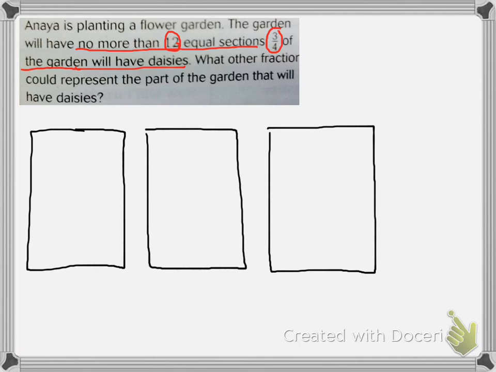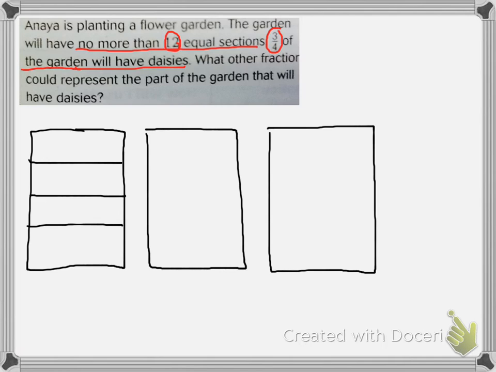Okay, so I'm going to start out, let's see, 3/4 of the garden will have daisies. The garden will have no more than 12 equal sections. Well, couldn't it have 4? I'm going to start with the first garden being 4 equal parts. Okay, so let's see, daisies. Daisies are yellow.